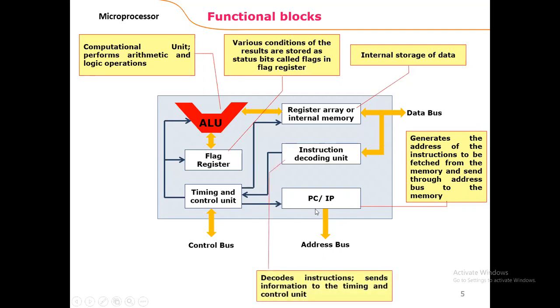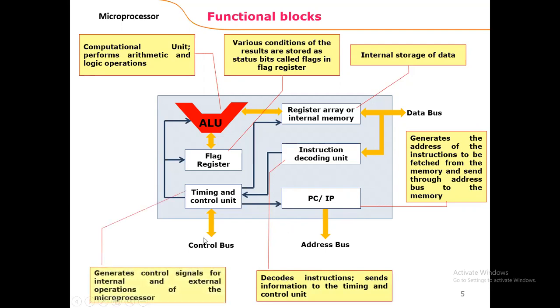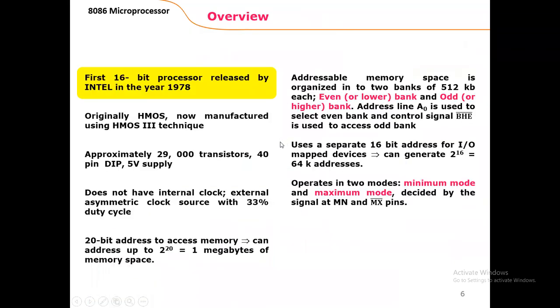And also this is the instruction decoding unit. Already discussed. This another part is also discussed. This generates the control signal for internal and external operation of the microprocessor. So this is the functional block diagram, a simple block diagram of a microprocessor. Okay, so now today just an overview of the 8086 microprocessor.